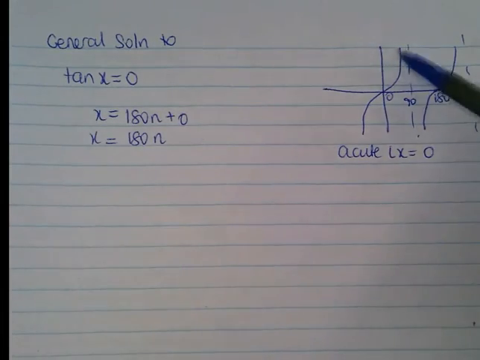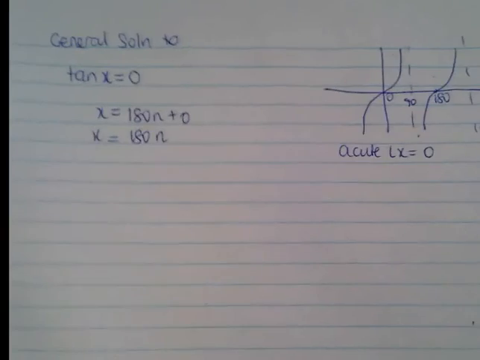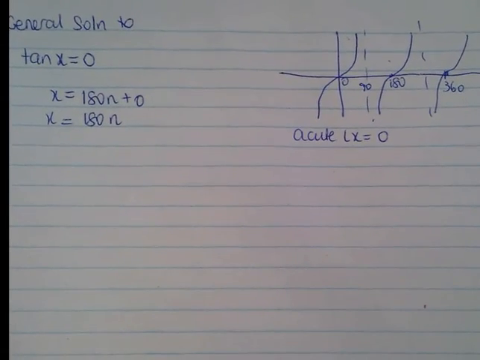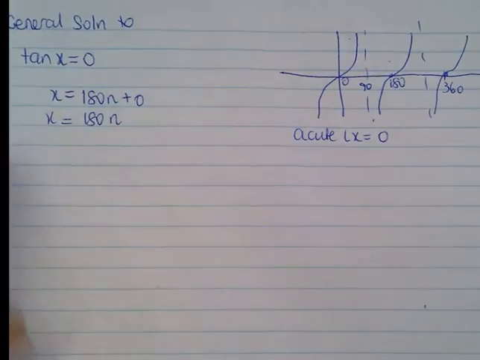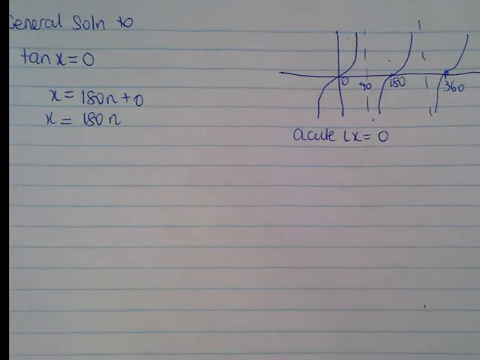Now, if you sketched it, you could see it repeats every 180 degrees, the tan curve. So sometimes with ones like that, you could almost sketch it and see it. But we're just using, remember, the formula is 180n plus that acute angle. All right.